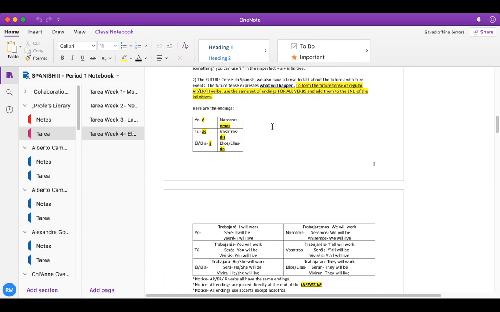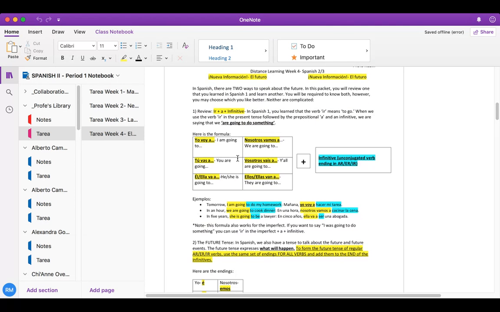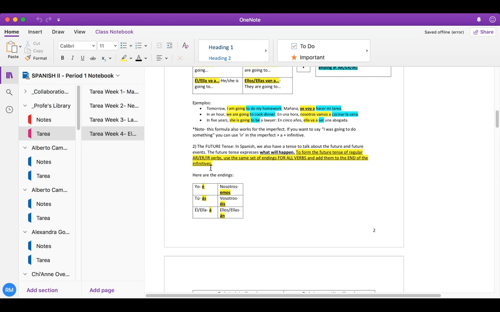Now, moving on to the future tense. This is new information, but it should not be scary. It really should not be scary. This is one of the easiest things that I remember learning from my Spanish classes in high school. So the future tense, same idea as ir plus a plus infinitive. It is to talk about what will happen. What will happen? Okay, it hasn't happened yet. It's not happening right now.